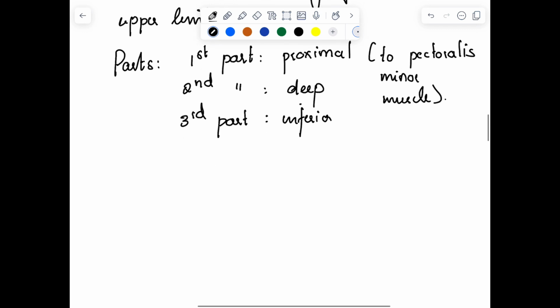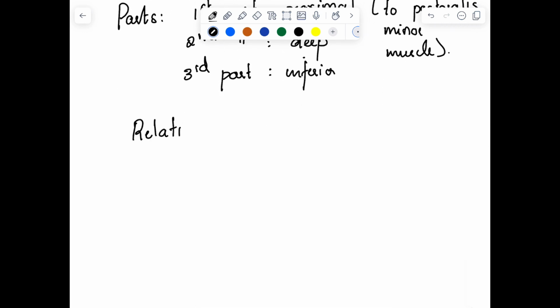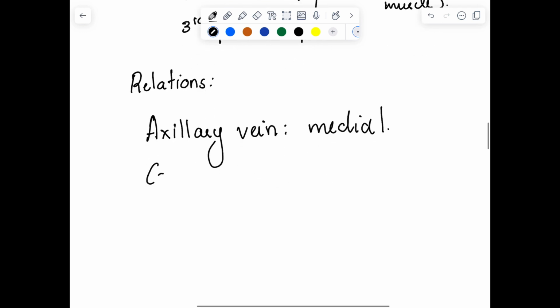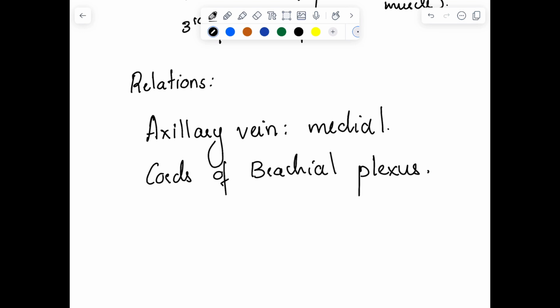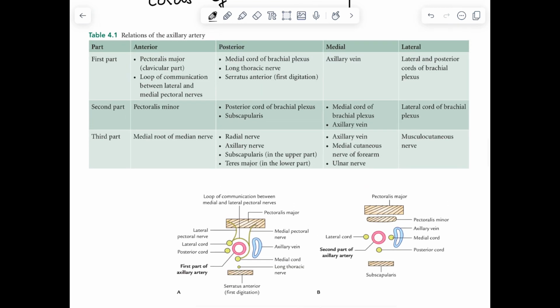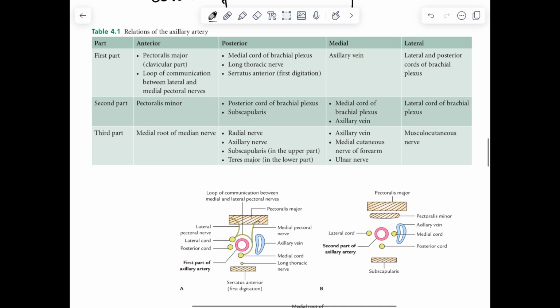Now let us discuss the relations of the axillary artery. We have the axillary vein, which lies medial to it along the entire course. And then we have the cords of the brachial plexus, and its relation is variable. So let us see the relations of the first part. Anteriorly, we have the pectoralis major muscle, the clavicular part of the pectoralis major.